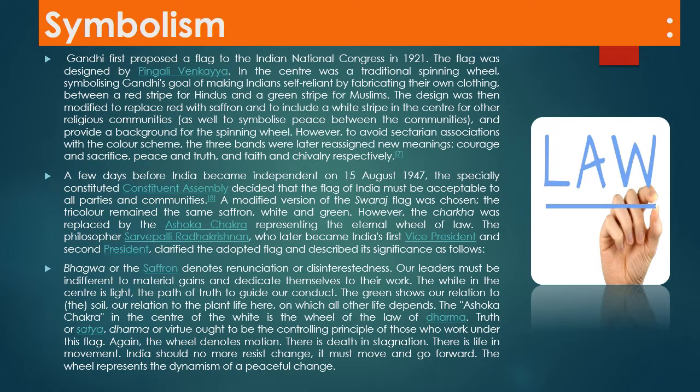A few days before India became independent on 15 August 1947, the specially constituted Constituent Assembly decided that the flag of India must be acceptable to all parties and communities. A modified version of the Swaraj flag was chosen. The tricolor remained the same: saffron, white and green. However, the chakra was replaced by the Ashoka Chakra, representing the eternal wheel of law.